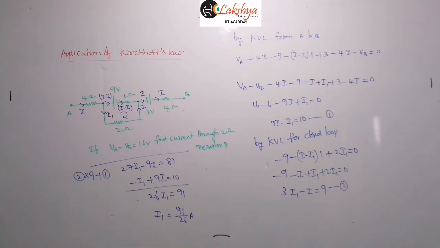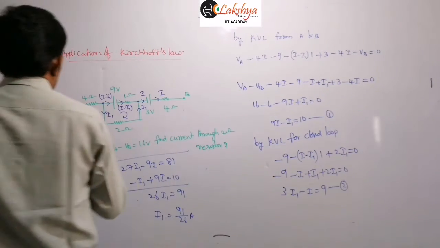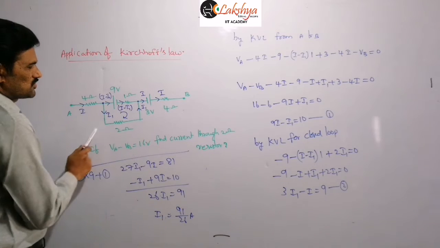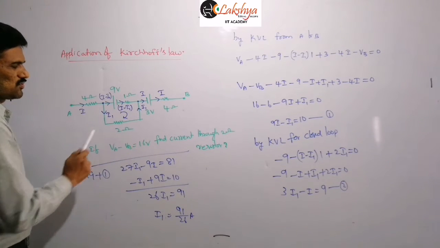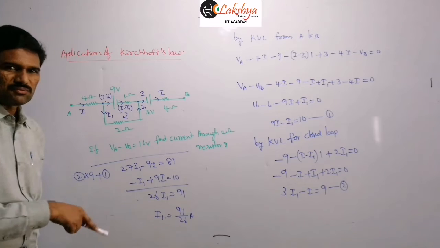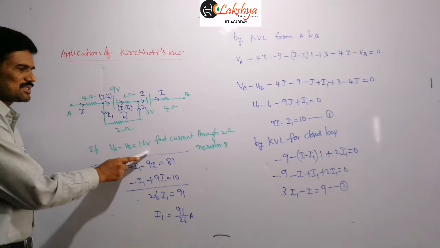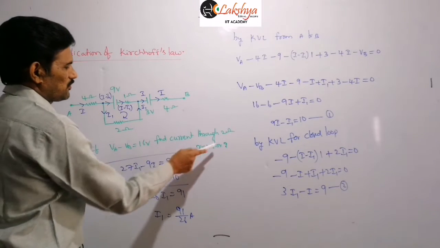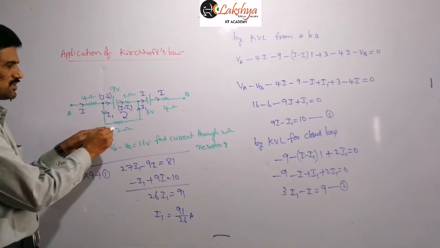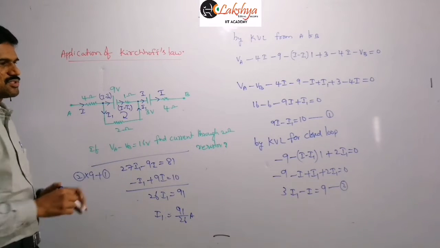Next problem. The given data is this part of the circuit is shown here, and here an additional 2 ohm resistance is connected. Now potential difference between A and B is given here. Potential difference between A and B is 16. Now we need to find the current flowing through the 2 ohm resistor, right? That means this is a 2 ohm resistor here. Current flowing through this 2 ohm resistance we need to find.